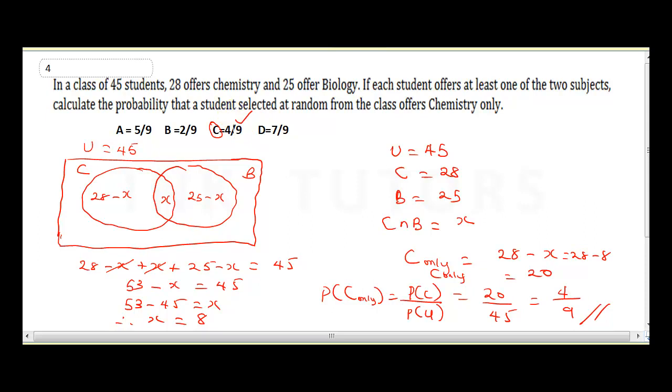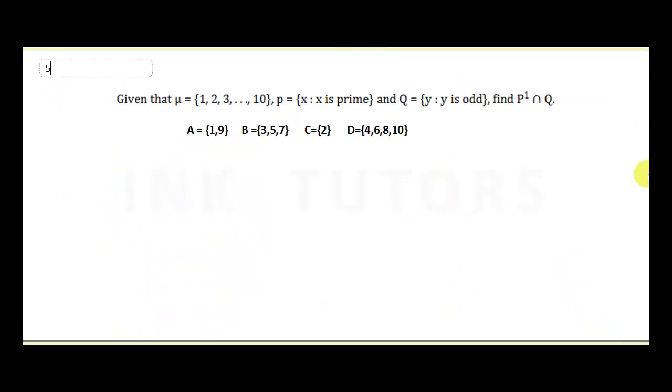Okay, so that will take us to the next question, which says, given that U is 1, 2, 3 up to 10, P is equal to X, where X is a prime, and Q is Y, where Y is odd. From this question, you can deduce that P and Q are subsets of U. Remember when we talked about subsets, we said P and Q are the child sets of the universal set U. So the question says find P complement intersection Q.